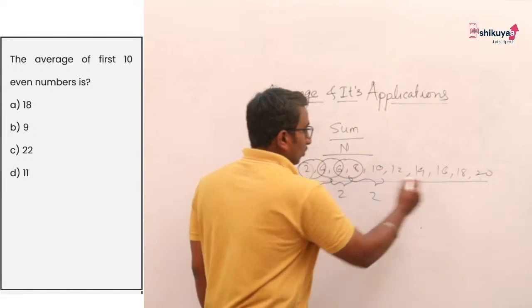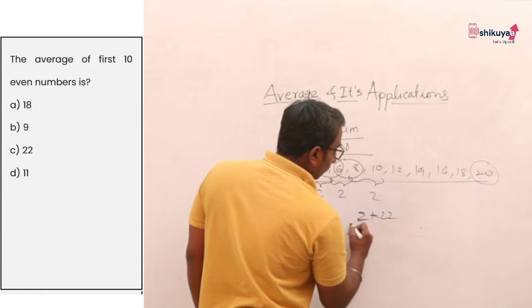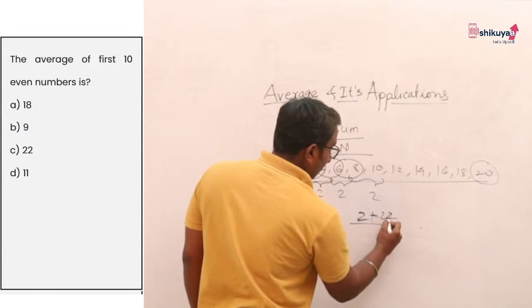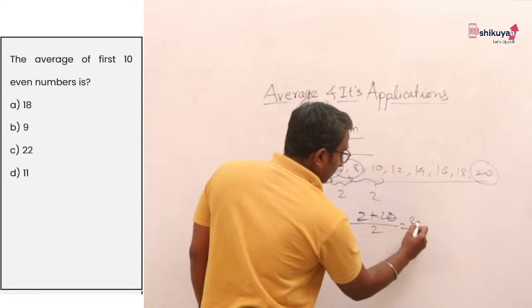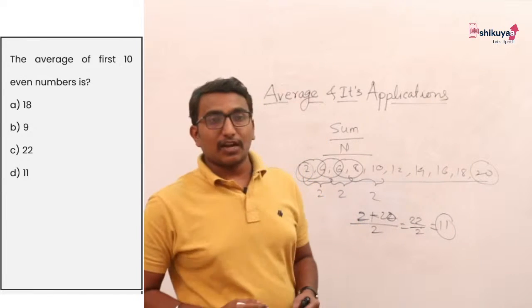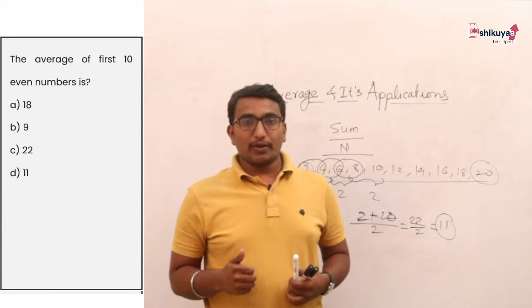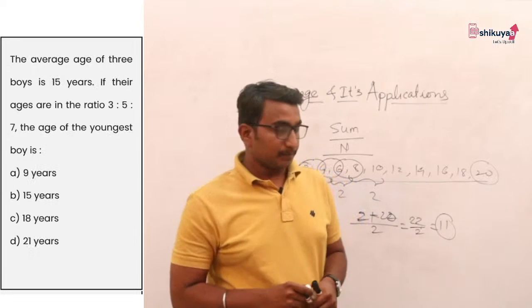So here it is 2, here it is 20, so 2 plus 20 divided by 2, your answer is 22 divided by 2, which is equal to 11. So that's your answer for the first question, option D. I hope you have understood the question. Let us go for the next.